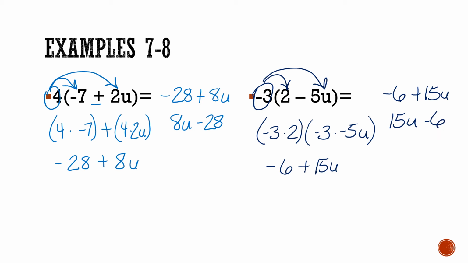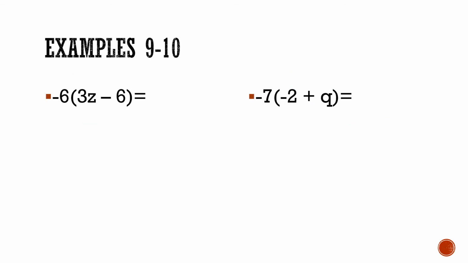Okay, so again, I took this negative sign here with me down here, which is why I did not put anything here between these parentheses. So whenever we're doing a negative times a negative, that gave me a positive here, which is why I've got positive 15u. Pause your video and try 9 and 10.